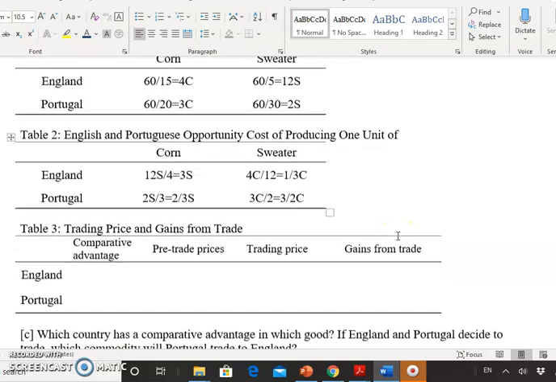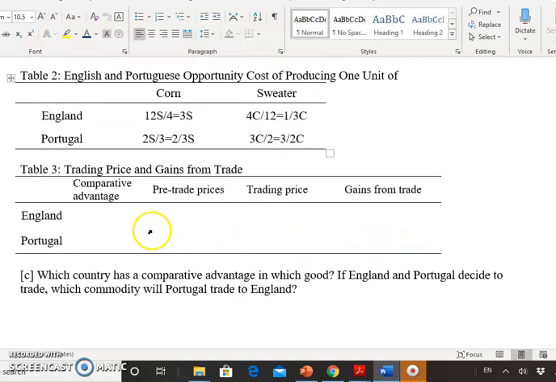Okay. Now, in the next video, we're gonna check out how to do table 3 and show the gains from trade.